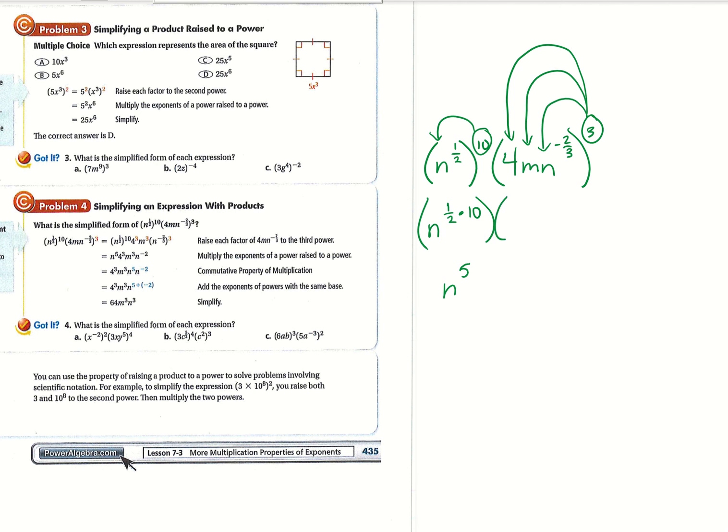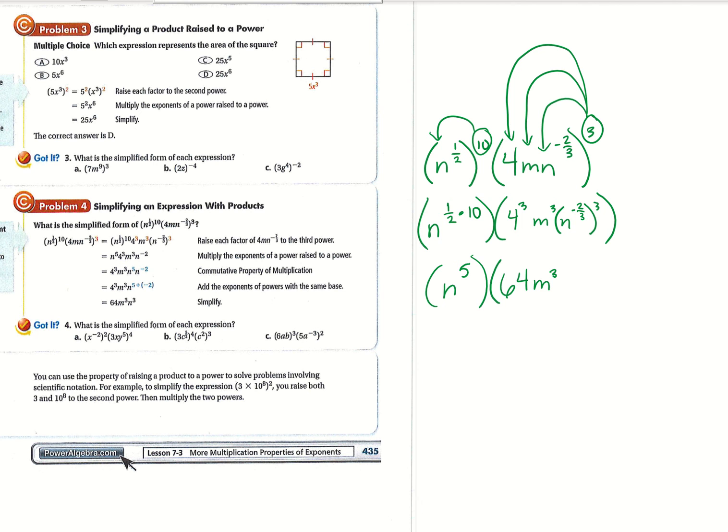Okay, and then the other part of it, we've got 4 to the 3rd times m to the 3rd times n to the -2/3 to the 3rd. Wait, sorry, hold on. Okay, so now I can go ahead and simplify this a little bit further as well. So 4 to the 3rd, I should on that one get 64. And then m to the 3rd stays the same.